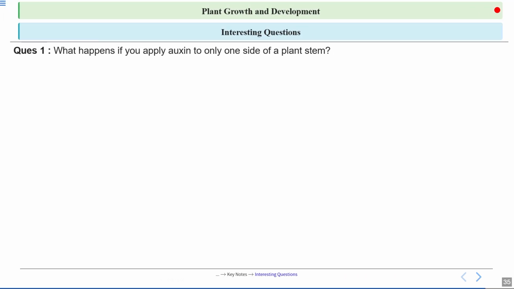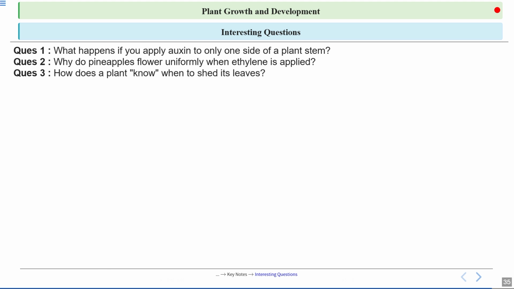Now let us see some interesting questions. What happens if you apply auxin to one side of a plant stem? Why do the pineapples flower uniformly when ethylene is applied? Third, how does a plant know when to shed its leaves? And fourth, why do seedless fruits often require gibberellin treatment?